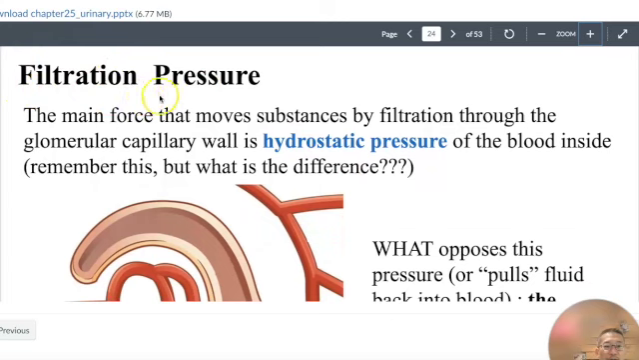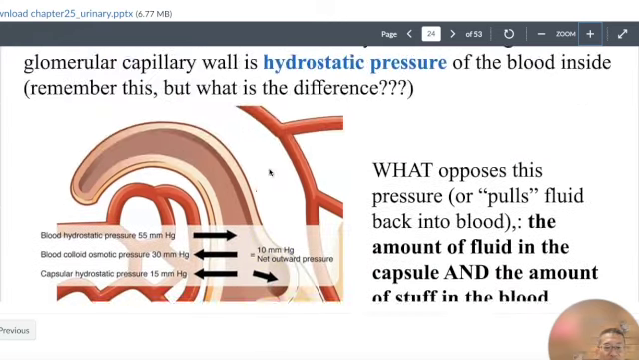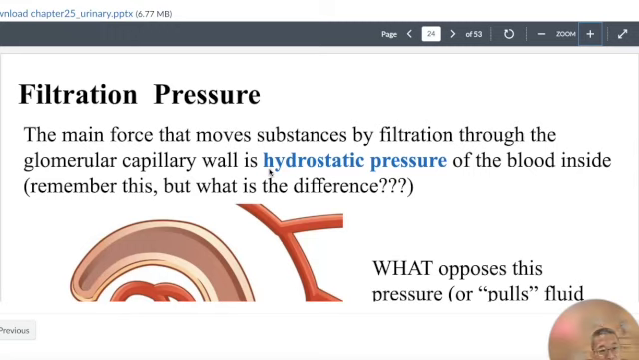For filtration, there's something called the hydrostatic pressure. I don't know if you remember, it's like a water hose, let's say a water hose that has holes in it. You turn on the water and it's going to push through, and some of the water will be pushed out through the sides of the holes. The force of that water going through is called hydrostatic pressure. The main force that moves substances by filtration through the glomerular capillary wall is the hydrostatic pressure of the blood inside.